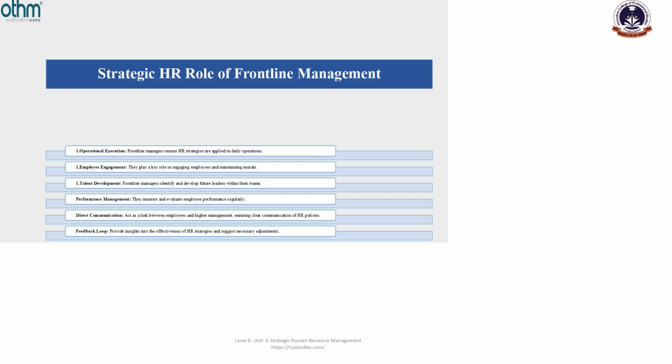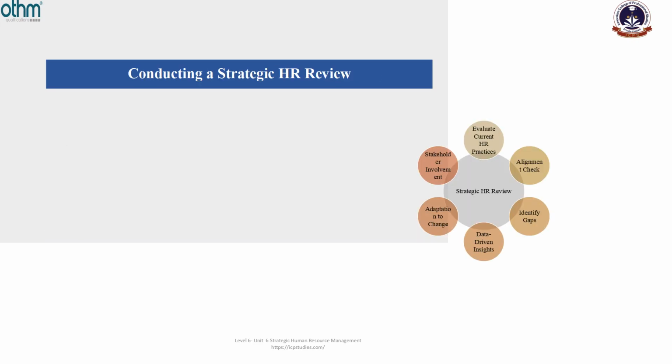They play a key role in engaging employees and maintaining morale. Then we have talent development, in which frontline managers identify and develop future leaders. Then we have performance management, in which they monitor and evaluate employee performance regularly. Then we have direct communication, where they act as a link between employees and higher management, which ensures clear communication of HR policies. And at last, we have the feedback loop, in which we provide insights into the effectiveness of HR strategies and suggest necessary adjustments.